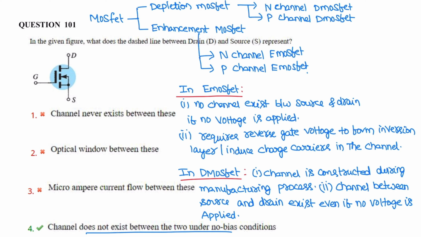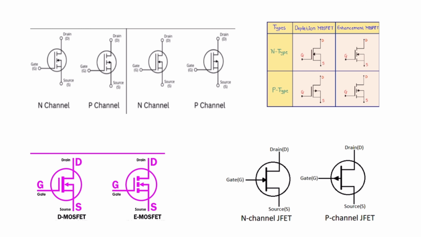In depletion MOSFET, the channel is constructed during the manufacturing process itself, and the channel between source and drain exists even if no voltage is applied. Hence, a continuous line exists between source and drain. Here, the line is continuous for D MOSFET, and broken lines represent enhancement MOSFET. So these are P channel and N channel E MOSFETs, and these are P channel and N channel depletion MOSFETs.